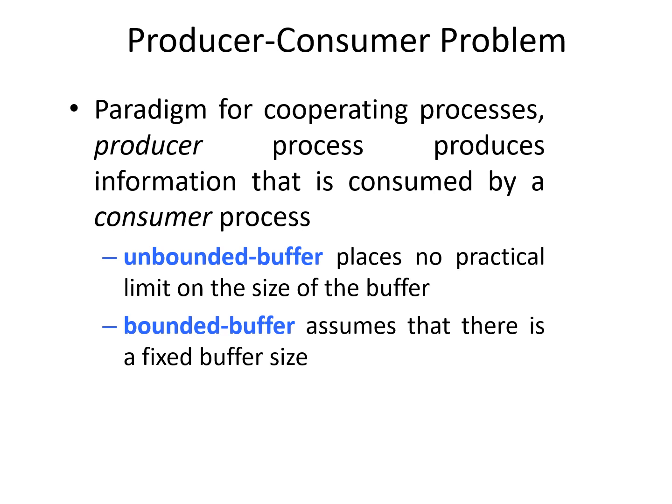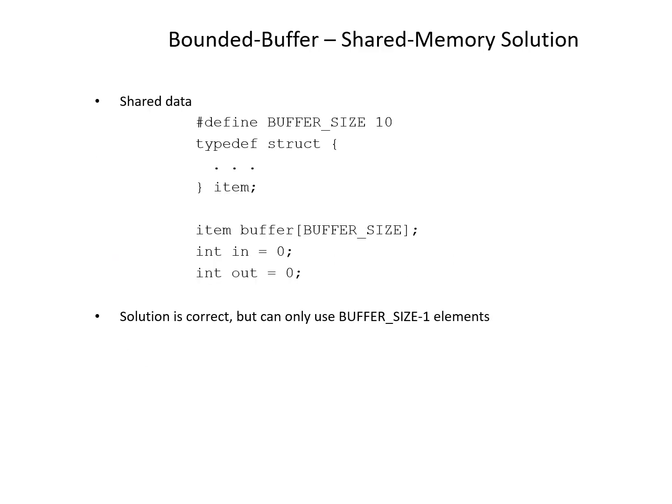So the buffer can be categorized into two types, unbounded and bounded buffer. In an unbounded buffer, there will not be any size limitations, and in a bounded buffer, the size will be fixed and limited. So this is a code snippet to depict the shared memory solution. We have defined the size of the buffer as 10 and we have two variables, in and out, which will be initialized to 0.